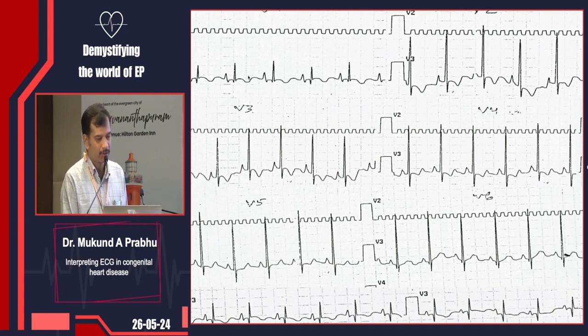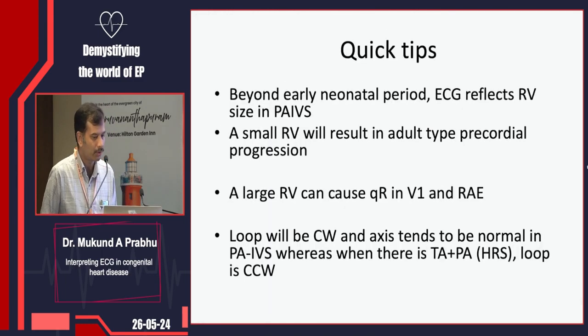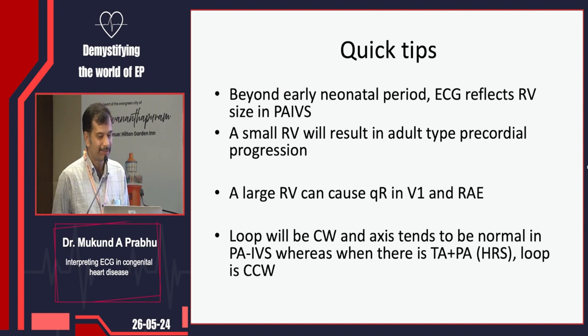These pointed tall P waves and Q in V1 suggest pulmonary atresia with intact IVS with an RV that is either well formed or pressure overloaded. The loop is clockwise, not counterclockwise, and the abrupt appearance of the S wave is retained. So, quick tips: beyond the early neonatal period, the ECG reflects RV size in pulmonary atresia with intact IVS. A small RV will result in an adult-type precordial progression, V1 negative becoming V6 positive, whereas a large or hypertensive RV can form a QR pattern in V1 with right atrial enlargement.